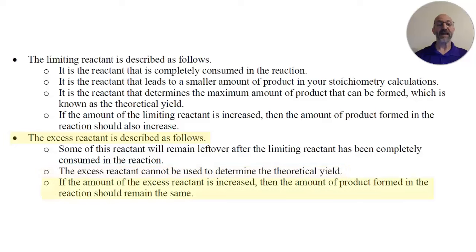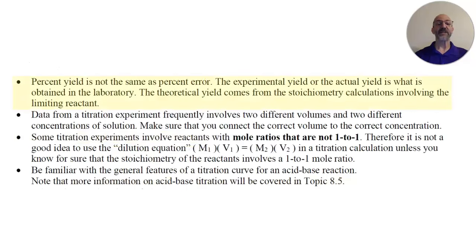And if the amount of the excess reactant is increased, then the amount of the product formed in the reaction should remain the same. Percent yield is not the same as percent error. The experimental yield, or the actual yield, is what is obtained in the laboratory, and the theoretical yield comes from the stoichiometry calculations involving the limiting reactant.